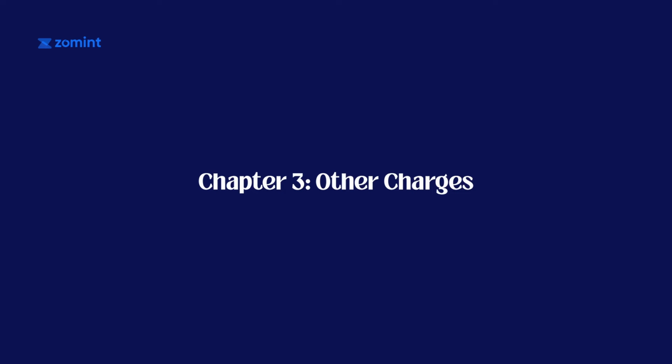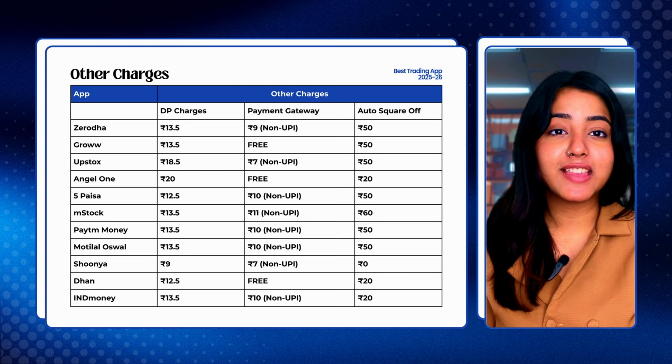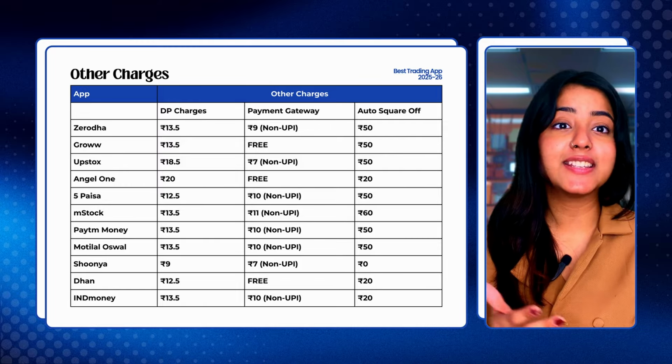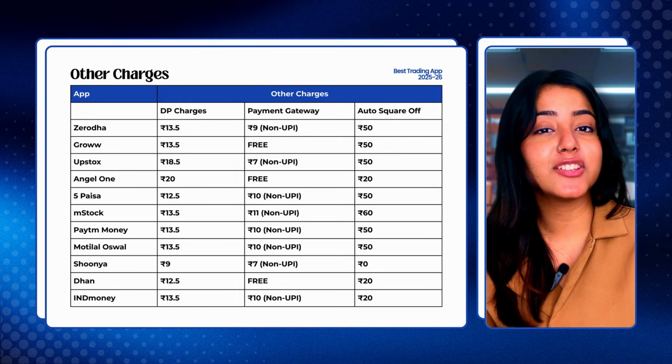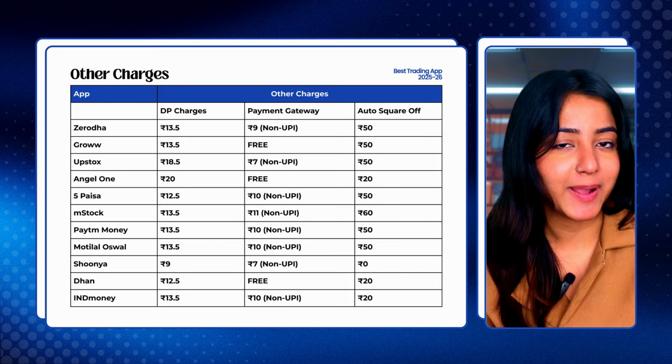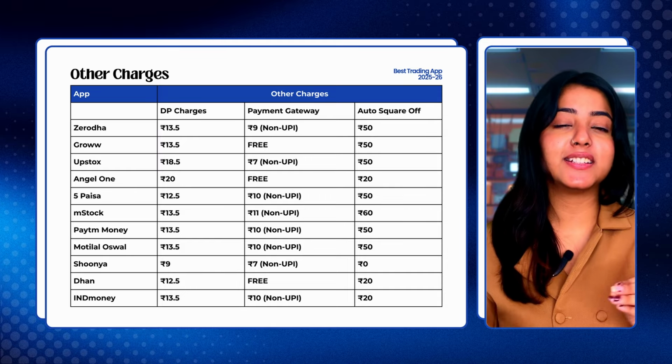Now let's look at what other types of charges these apps apply. There are actually 10 other types of charges like STT, transaction charges, turnover charges, and stamp charges, but those are generally fixed for all brokers. They are regulatory charges that everyone has to apply. The charges listed below are a bit more variable, so let's understand them.